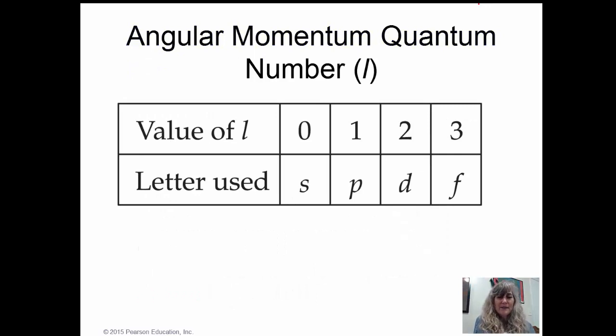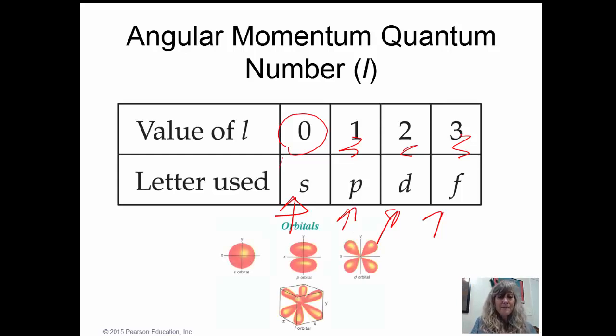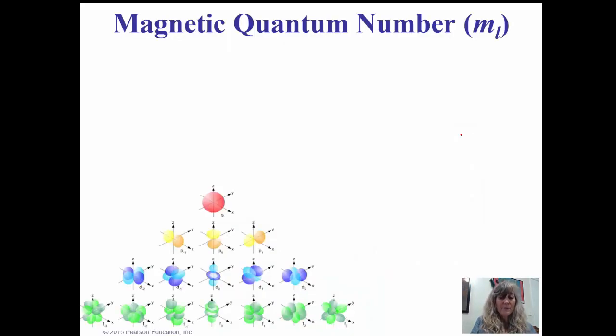Let me flash this up here. This makes a little bit more sense. So all of our s orbitals have the l quantum number of 0. And p is 1, d's are 2, and f is 3. So we have the n number, our principal quantum number. We have our value of l for our second quantum number. Different orbitals, different shapes of the orbitals have different values.